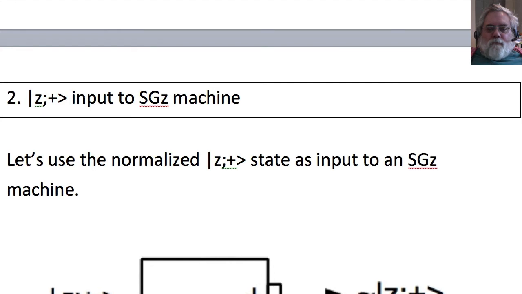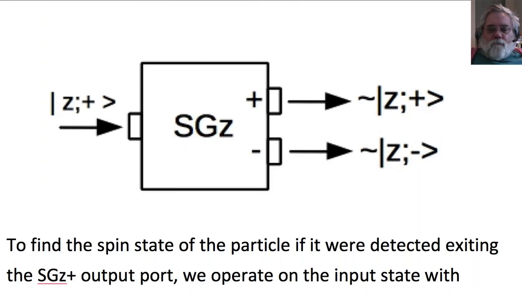Experiment 2, we're going to feed Z plus as input to an SGZ machine. Now you might say you already know the answer, what it must be, and if you do, great, assuming you're correct. Let's use the normalized Z plus state as input to an SGZ machine. Easy enough.